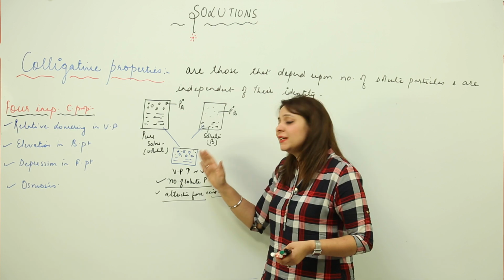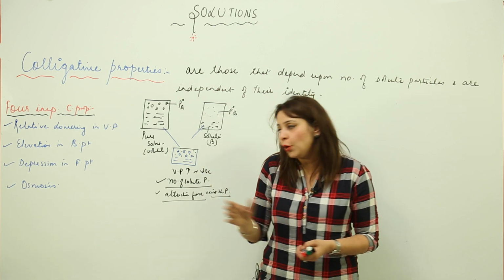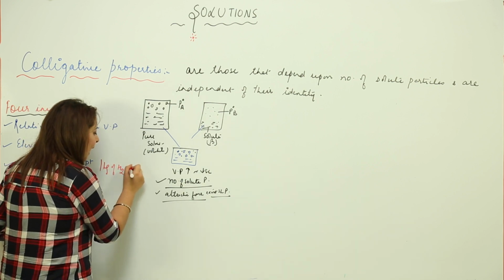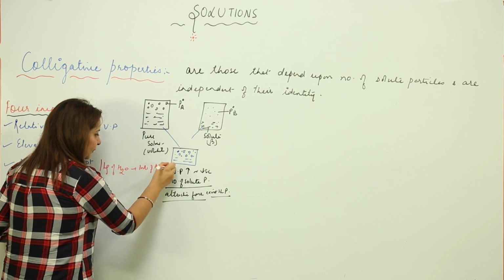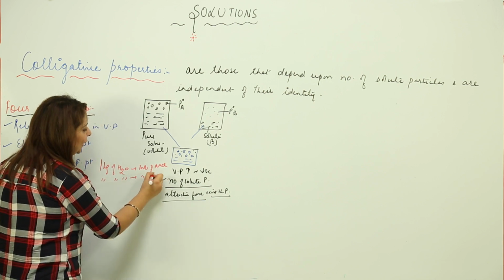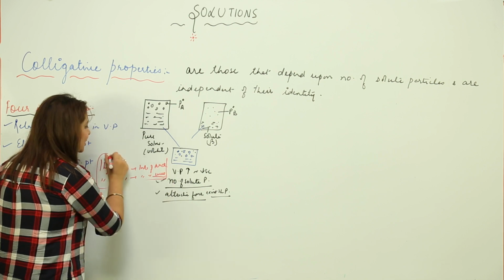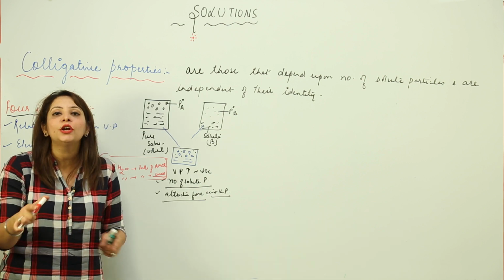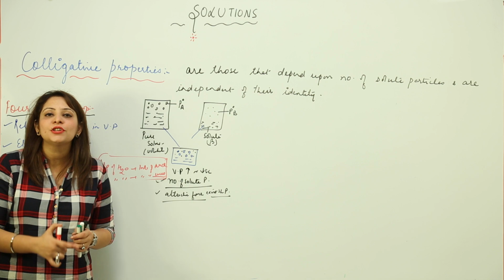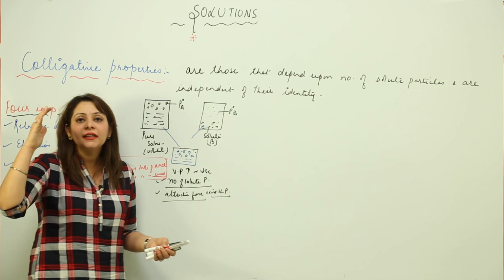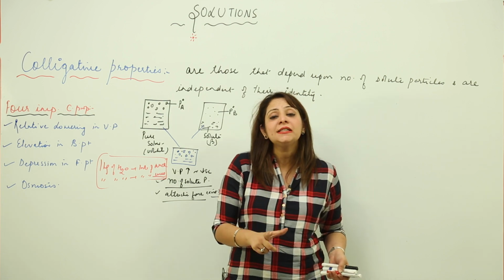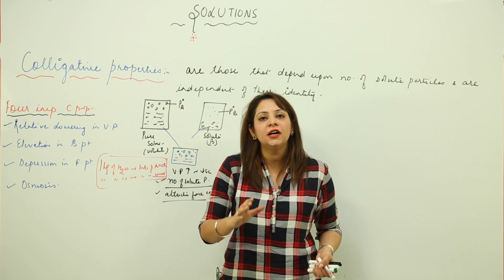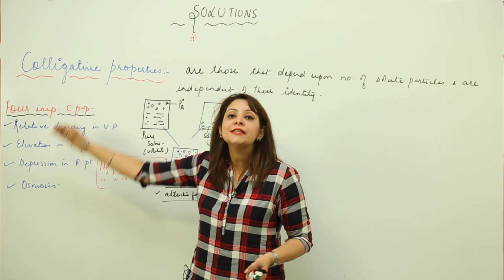So it doesn't depend upon the identity, does it? No. Suppose I take 1 kg of water and I add 1 mole of NaCl into it, and likewise I take 1 kg of water and add 1 mole of urea to it. You will see that the vapor pressure changes in the same way, irrespective of whether you add NaCl or urea; the fall in the vapor pressure is going to remain the same. So all those properties which depend upon the number of solute particles present in a solution and are independent of their identity are called colligative properties.